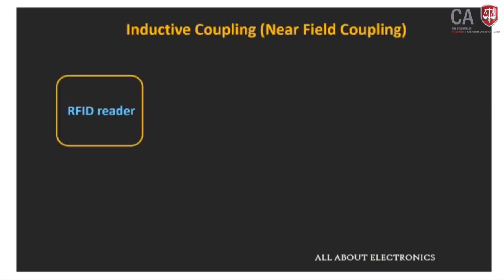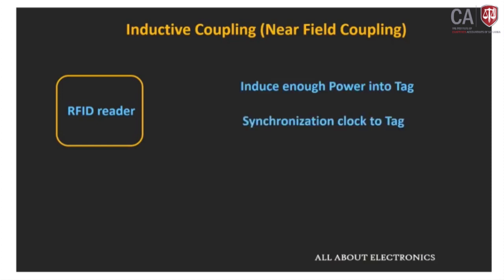As we said earlier, the RFID reader continuously sends radio waves with a particular frequency. These radio waves sent by the RFID reader serve three purposes. First, they induce enough power into the passive tag. Second, they provide the synchronization clock for the passive tag. And third, they act as a carrier for the data coming back from the RFID tag. These are the three basic purposes served by the radio waves sent by the RFID reader.